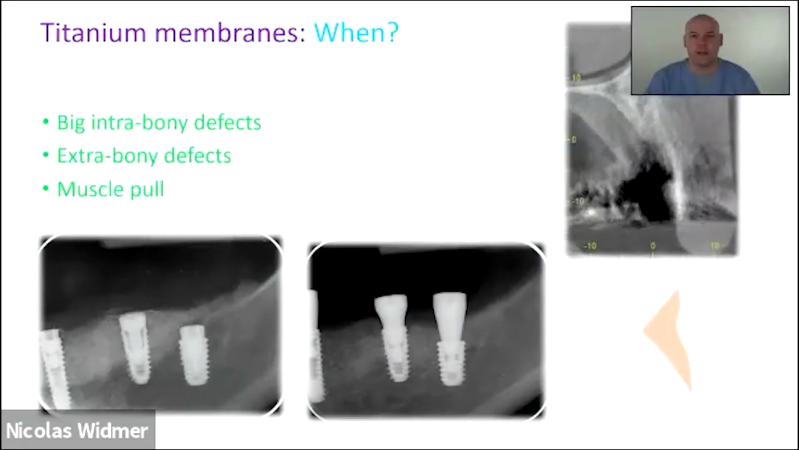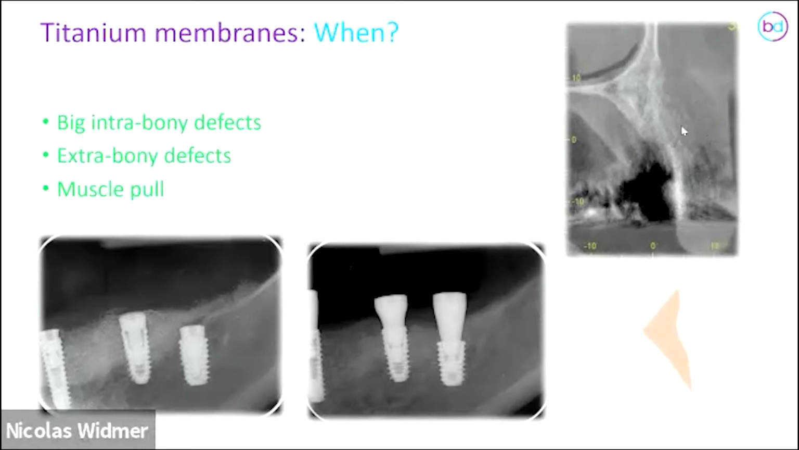Okay, when and how to use them? I use them when there are big interbony defects or mainly extrabony defects, and when I risk a muscle pull. Generally the lower posterior area and often the upper canine region. For example, here on this CBCT, I placed an implant in the canine region, and here I risk muscle pull, and this is for me a very good indication for a titanium membrane.